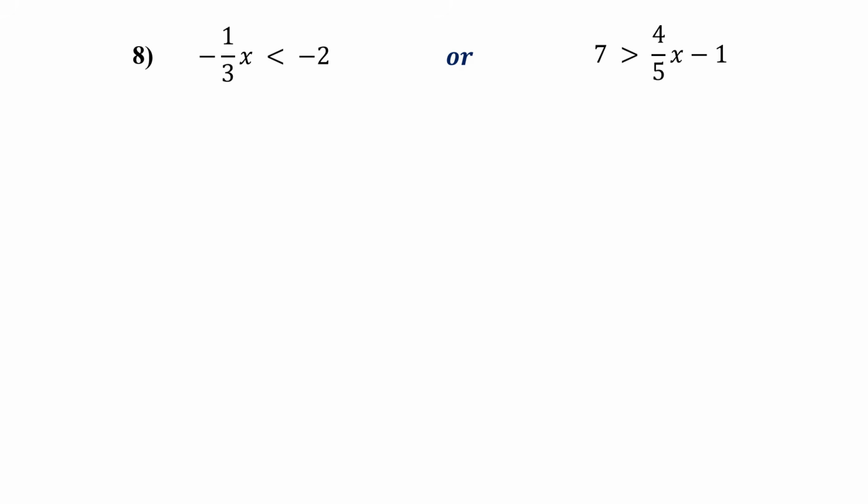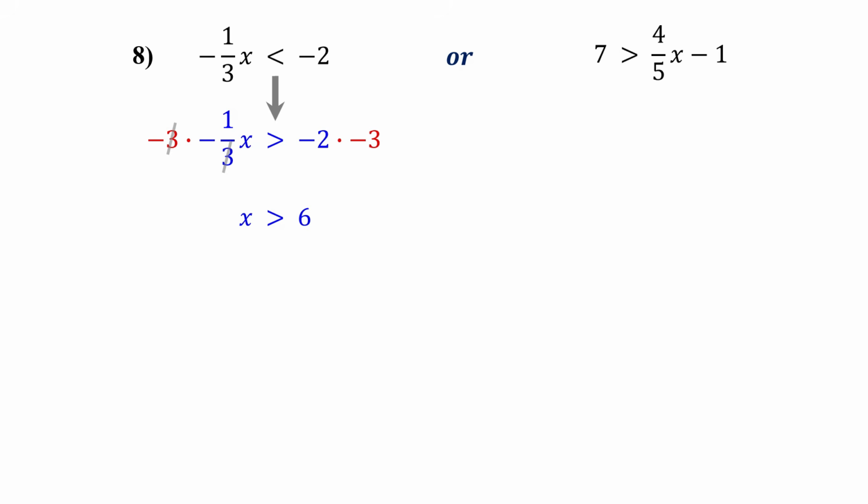For the first one, to get x by itself, multiply both sides by the reciprocal of -1/3, which is -3, right? And remember, when multiplying by a negative, you must flip the inequality sign. Now on the left, the 3's cancel, the negatives make a positive, and we're left with just x. On the right, -2 times -3 is 6. So the solution to the first inequality is x is greater than 6.